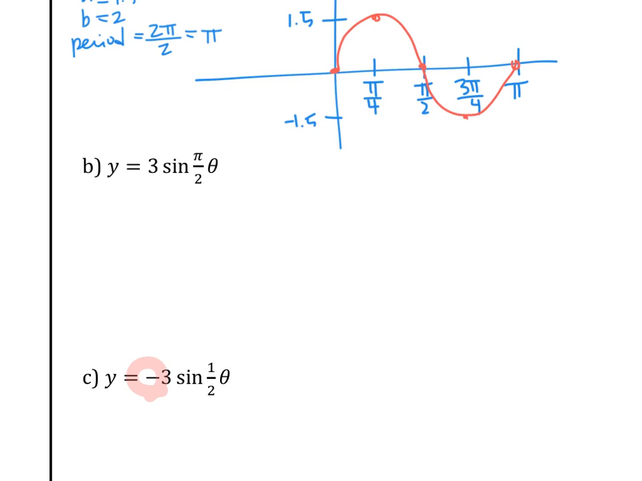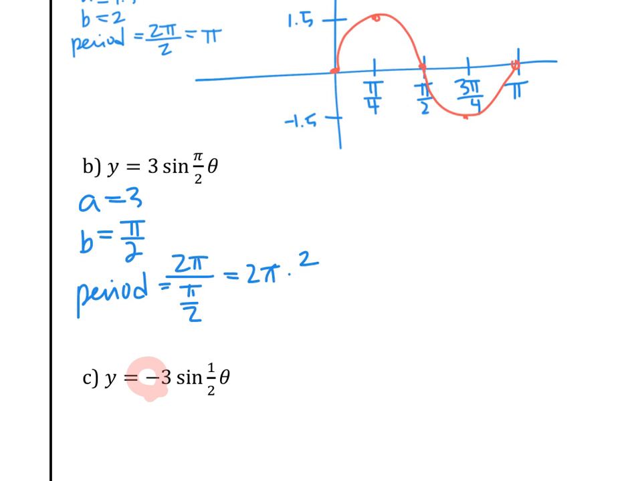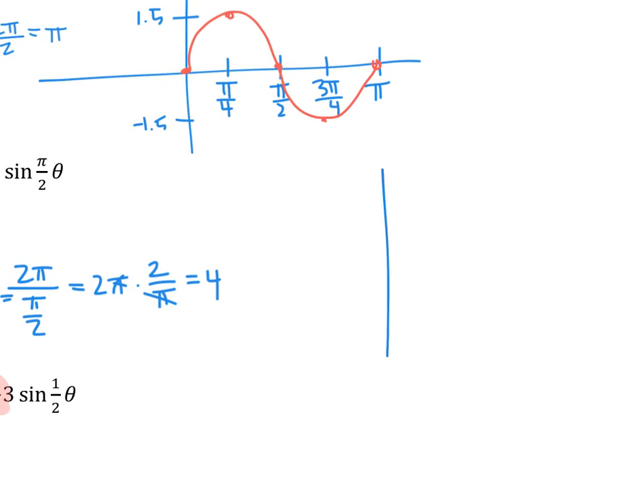All right, so let's take a look. For B, A is 3. B is a little bit tricky. B is pi over 2. Now, you probably have never seen pi over 2 before, but that's okay. We can still graph it. Period is 2 pi over pi over 2. Okay, that is a complex fraction. Make sure you recall how to simplify that. That's 2 pi times 2 over pi. So that is 4. We've never seen a period with 4, but that just means 4 radians, so it doesn't really matter. We can still graph it.